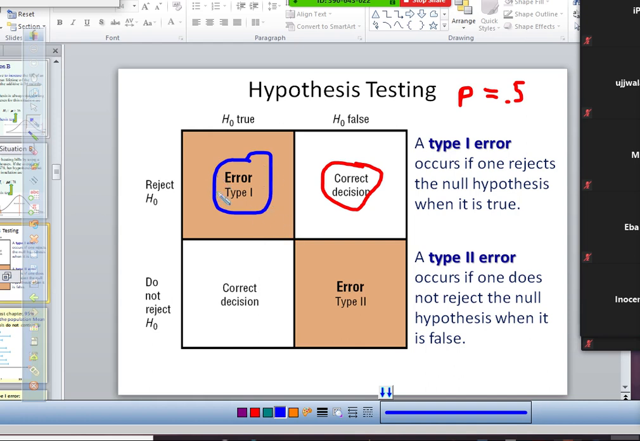So maybe my deck really did have 50% red cards, and you guys just happened to draw 6 red cards in a row, which is unusual and unlikely, and we guessed that H naught was incorrect, that my proportion wasn't 50%, but maybe it really was, and you guys just happened to randomly pick 6 red cards in a row.